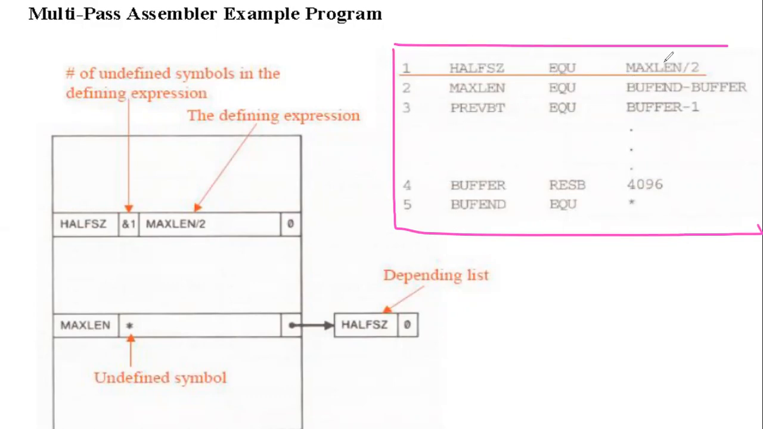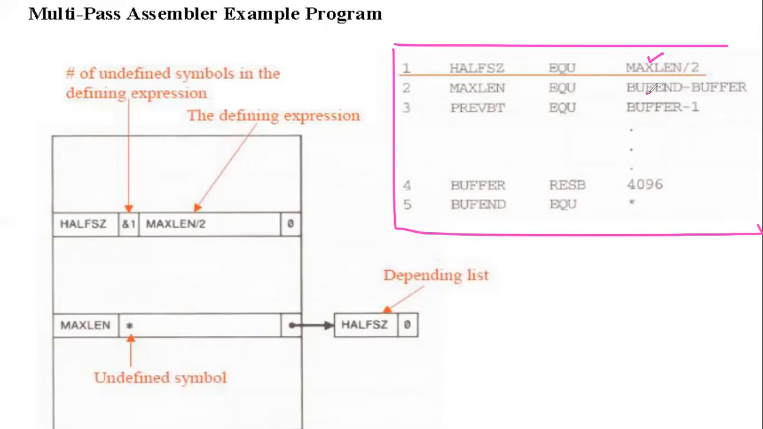Feel that this is the first line of the program and this is the last line of the program. 1, 2, 3, 4, 5, 5 lines of the program we have. So here, what is half size? You don't know. Why? It is made equal to maximum length divided by 2. Now the question is, what is maximum length? If you consider this instruction, half size, I can get the information, but it is made equal to maximum length divided by 2, and here maximum length is unknown. What is maximum length? It is defined over here. Maximum length will be equal to buffer end minus buffer.